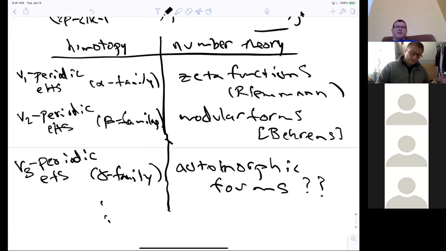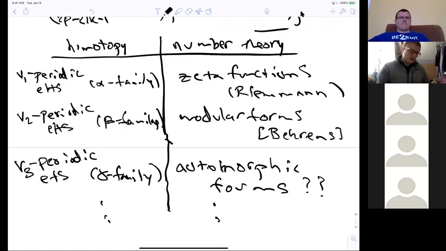So when you're saying v2 periodic elements and beta family, Andrew Salch very often, when I'm talking to him, and not that I understand this, wants to make a distinction between the beta family and the v2 periodic elements, right? So which are the ones that correspond to modular forms? Is it the beta family really that corresponds to modular forms? I guess so. Right. So the beta family is what is known to correspond to modular forms by Behrens, but I guess I would like to suggest that possibly other v2 periodic elements could be related to modular forms as well. Okay.